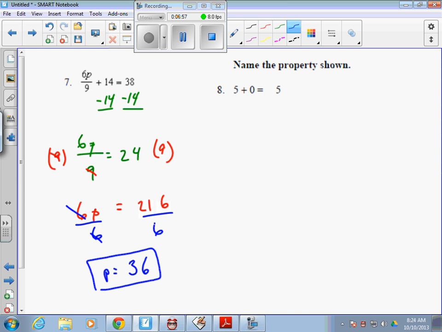Then we're naming properties starting on number 8. It says name the property shown. It starts as 5 and it finishes as 5. Therefore, its identity doesn't change. So that is the identity property, and it's of addition right here since we're adding.